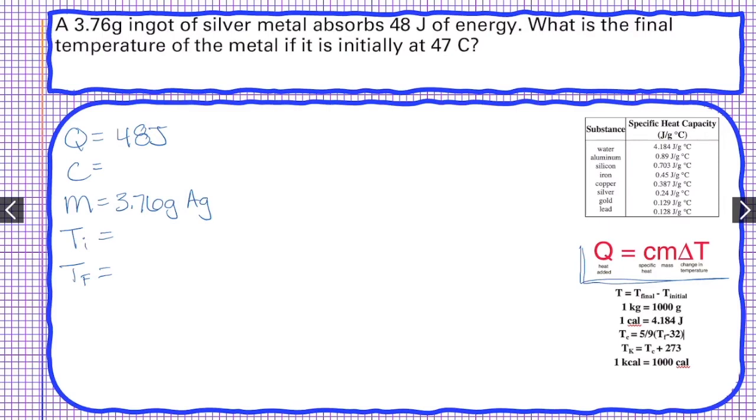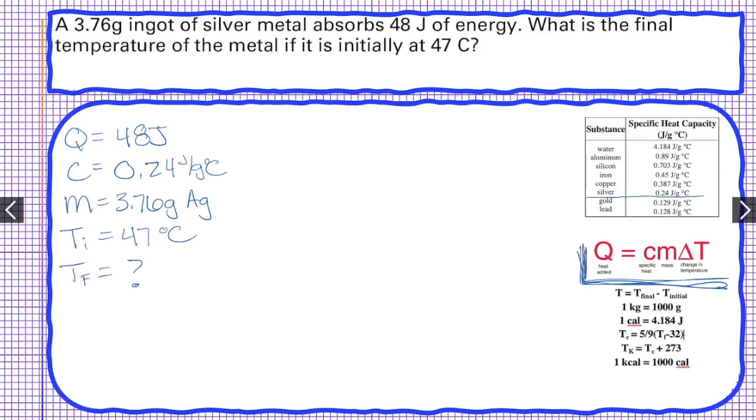And the specific heat value for silver, I'm going to look over here at this table, is 0.24 joules per gram degrees Celsius. And my initial temperature was 47 degrees Celsius. And so this is my question mark right here. And so what I need to do is solve this equation for my final temperature. And so let's go ahead and see what that would look like.